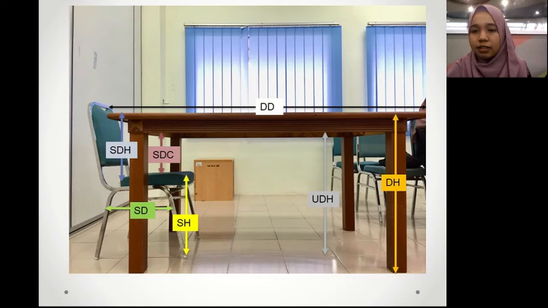Then you can see the yellow color is the seat height. So seat height is the distance from the seat to the floor. Then seat to desk clearance, in pink color, is the distance from below the table to the seat. Then seat depth is the width of the leg cushion, as you can see in the green color, and in the blue color, seat to desk height is the distance from the top of the table to the seat.